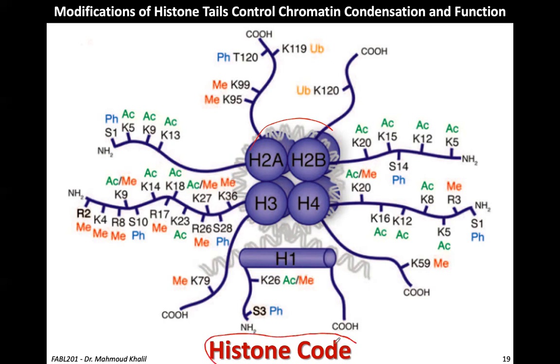So what's a histone code? If scientists manage to find the correct combination of these modifications in order to close a gene or open a gene, this will facilitate treatment of a lot of diseases. So that's why it's called the histone code.